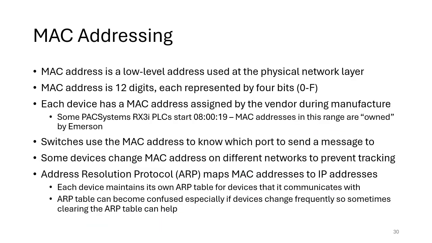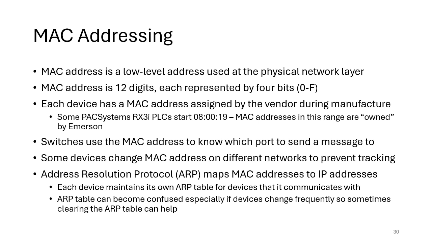So let's go back a bit and talk about Ethernet and the underlying MAC addressing. A MAC address is a low-level address used at the physical network layer. And the actual MAC address is normally expressed as 12 digits. If you remember, it's a 6-byte value, and we represent it using 12 digits of 4 bits each, using hexadecimal notation of 0 to F.